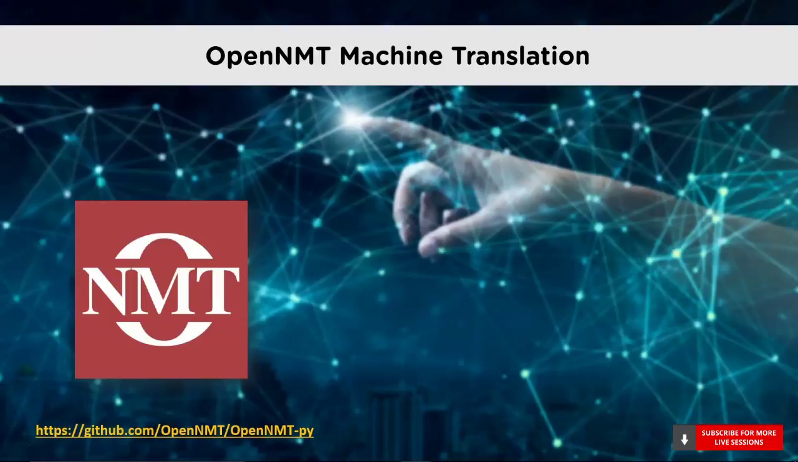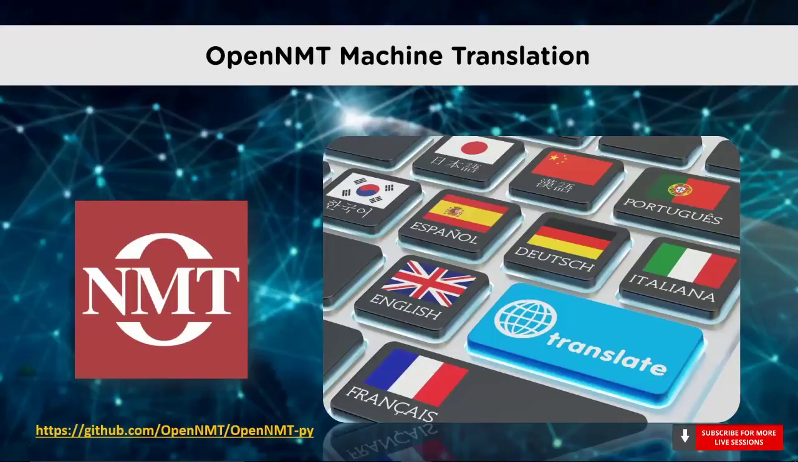Neural machine translation, or NMT, is a new methodology for machine translation that has led to significant improvements, particularly in terms of human evaluation, compared to rule-based and statistical machine translation systems. OpenNMT provides implementations in two popular deep learning frameworks, PyTorch and TensorFlow. Please feel free to refer to the below GitHub link to learn more about neural machine translation.